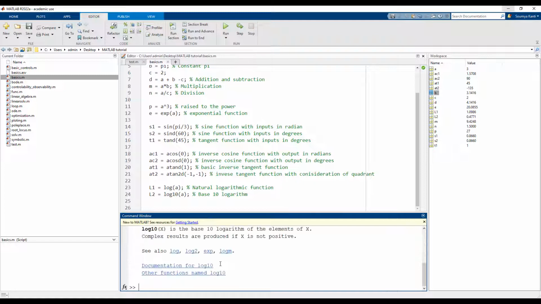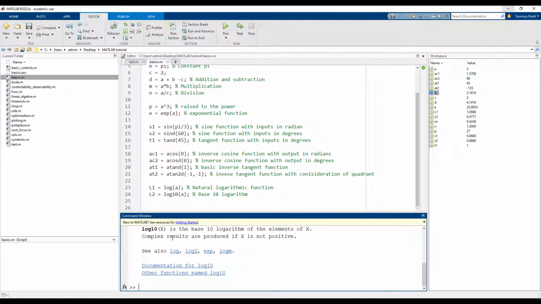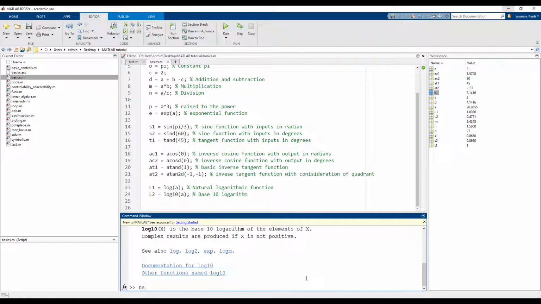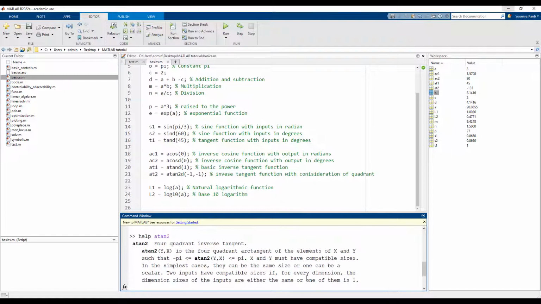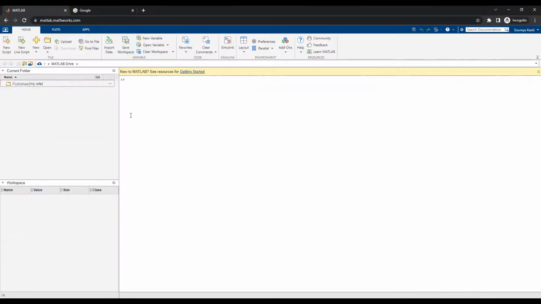If I press enter, you can see that it gives out the help text. It tells you that x is the input and how you are supposed to give the input. For example, x is complex, results are produced if x is not positive. Yeah, because for logarithmic functions we always consider values greater than 0. Similarly, you can find out more about atan2. Every detail is given, and you can also do similar things online.